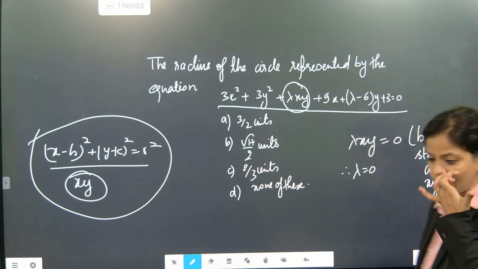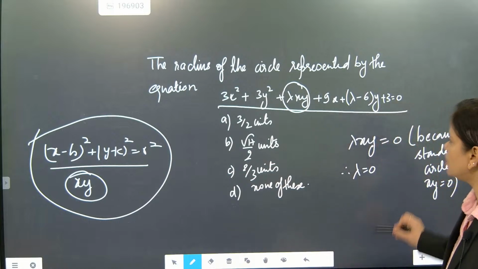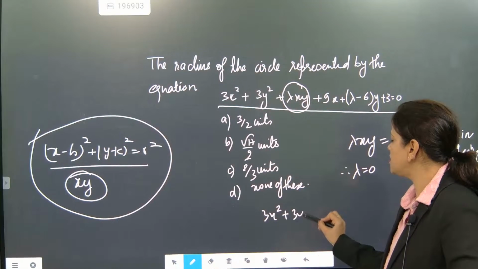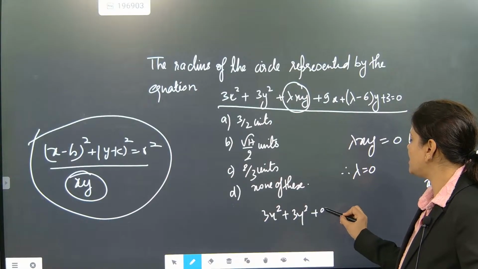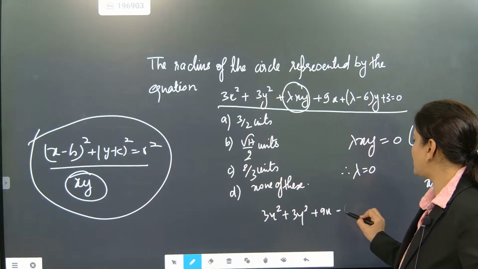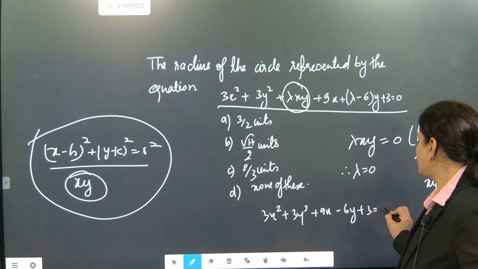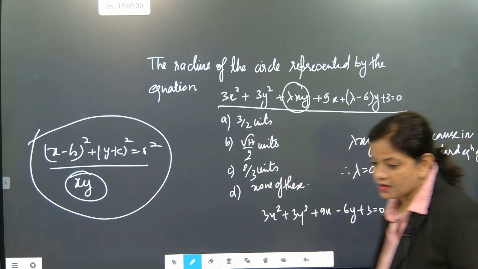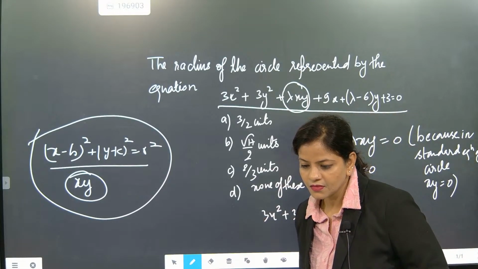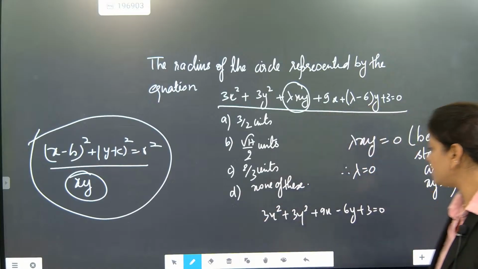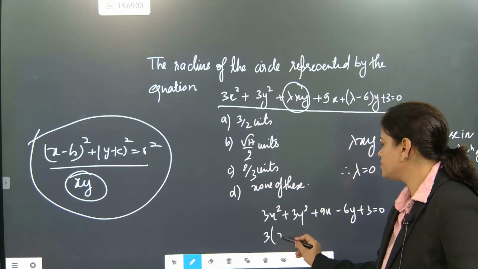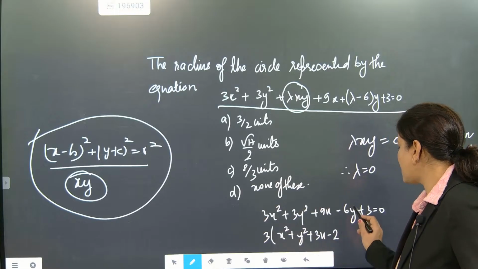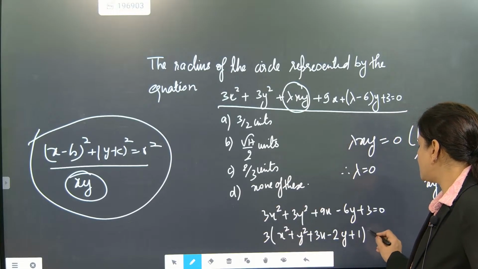So once the value of lambda is 0, the xy term vanishes. So here it will become 3x square plus 3y square plus 9x, and with lambda 0, minus 6y plus 3 equal to 0. Yes, so I am solving this. Take 3 common, so it will become x square plus y square plus 3x minus 2y plus 1 equal to 0.